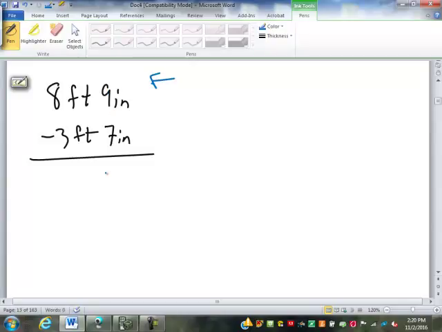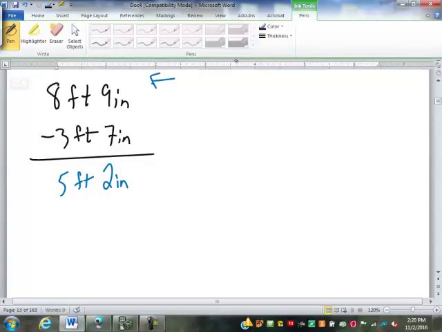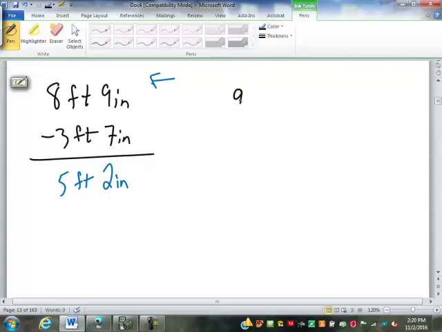9 inches minus 7 inches is 2 inches. 8 feet minus 3 feet is 5 feet. So 5 feet 2 inches. Well, just like with addition, it doesn't stay that simple. We got 9 feet 3 inches minus 6 feet 10 inches.